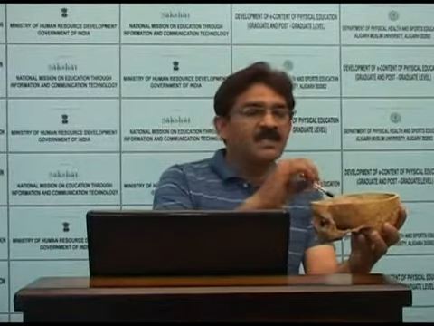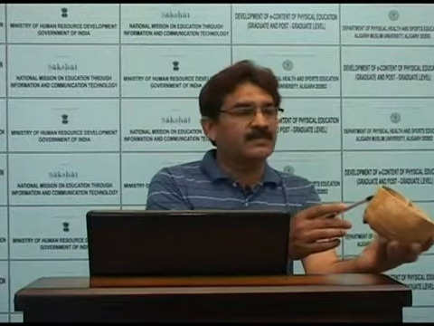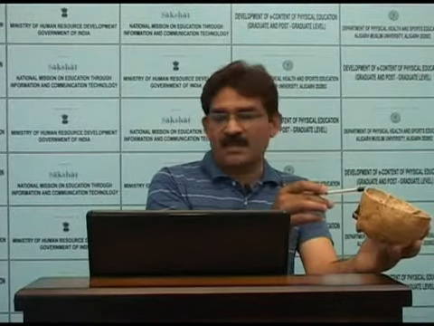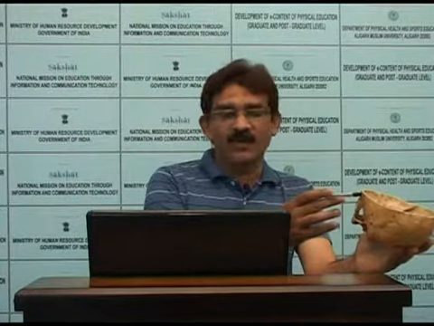In the skull, on the front side is the frontal bone, and on this side both bones are connected. This is called the coronal suture, and this is the parietal bone, and this is the occipital bone, and here is the temporal bone, and here the sphenoid bone. This is the sphenoid bone.